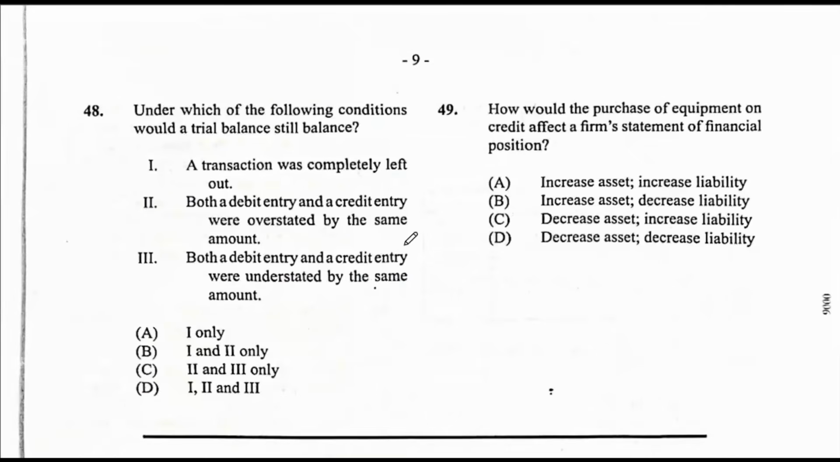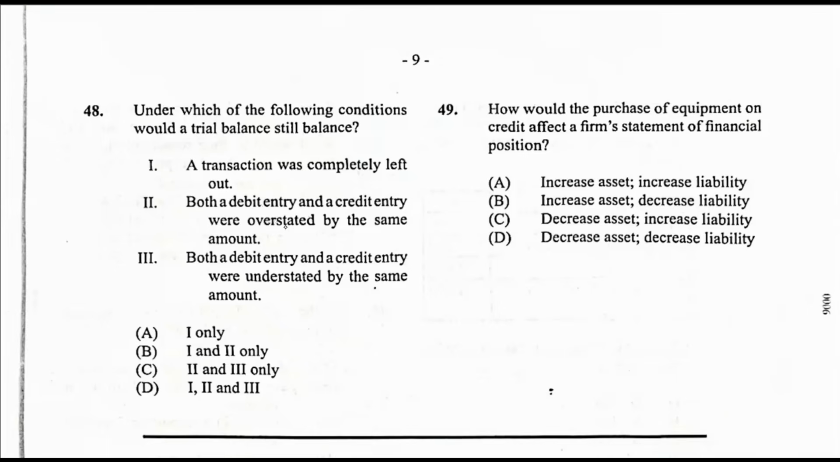Under which of the following conditions will a trial balance still balance? So remember, the trial balance shows debit balances and credit balances coming forward from your ledger accounts. So if your debit balances are the same as your credit balances, of course the trial balance will balance. If you left out an entire transaction as number one, you would have left out a debit and a credit, so therefore the figures will still be the same. It would still balance. So good, that is one option.